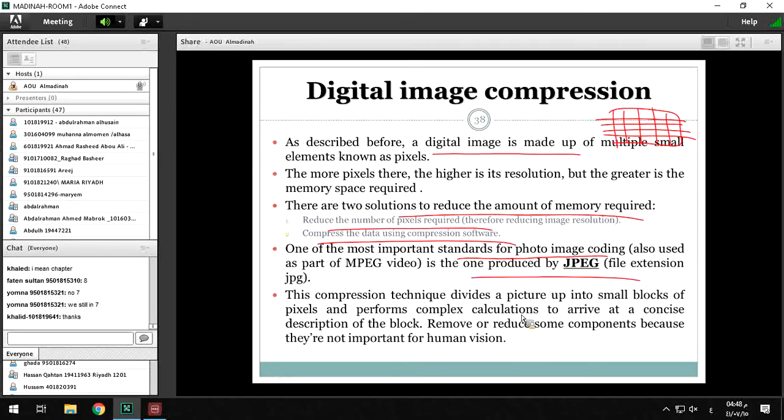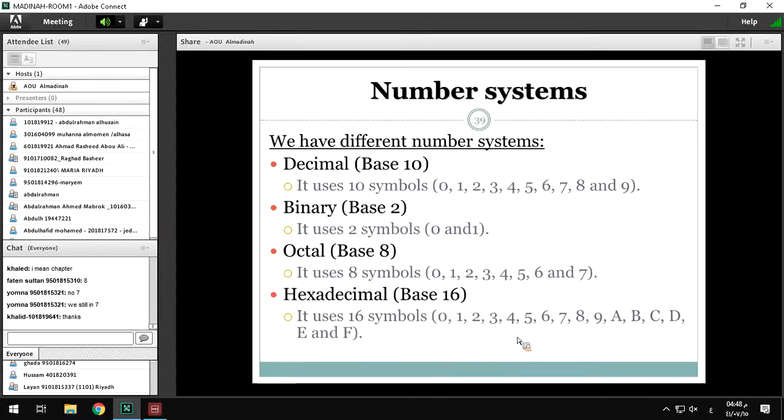Okay, so this JPEG format removes the pixels which are not important for human vision. It is not important for human vision. So that's a lossy compression.